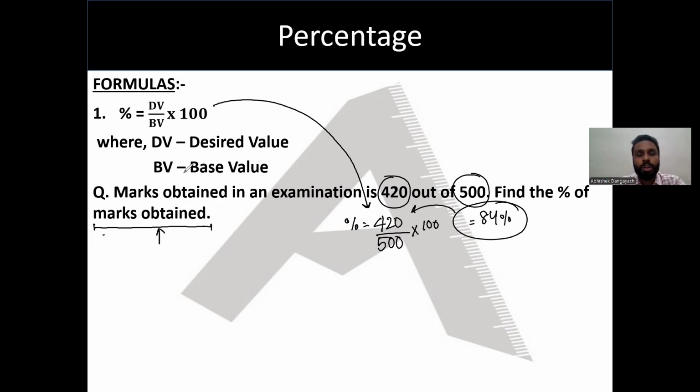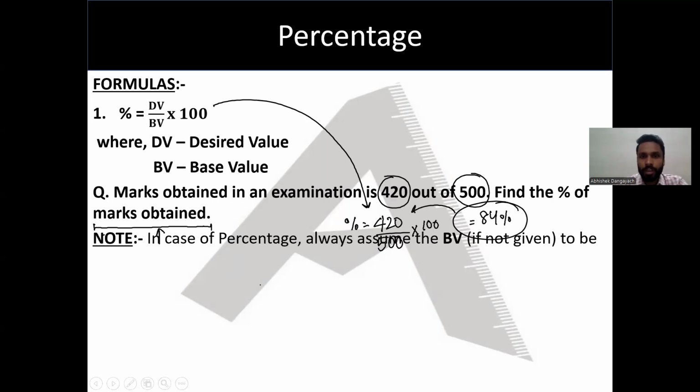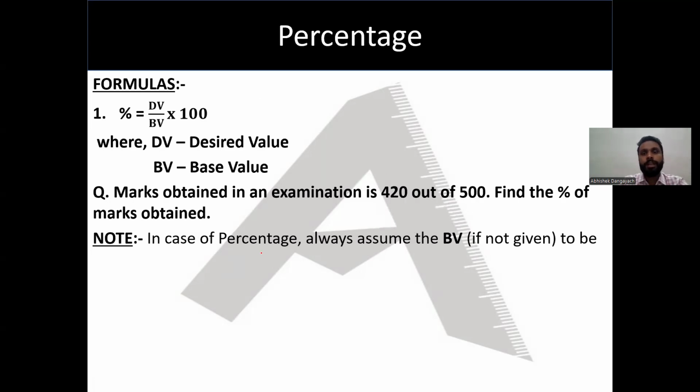Clear? Chalo. There's a very important note point that we need to take care before going ahead in the entire chapter of percentage. पूरे chapter में अपने को एक point है जो अच्छी तरह याद रखना चाहिए, वो ये है कि in case of percentage, if the base value is not given to you, assume it to be. Look, what happens when I'm talking in terms of maths and a value is not given in the question, what generally we do? We assume the value to be X.